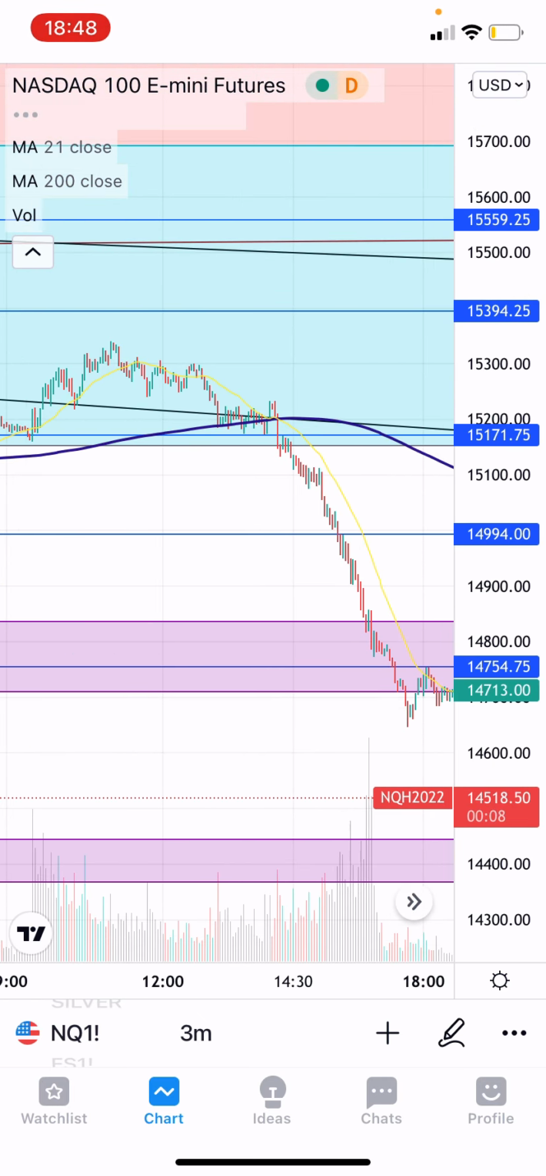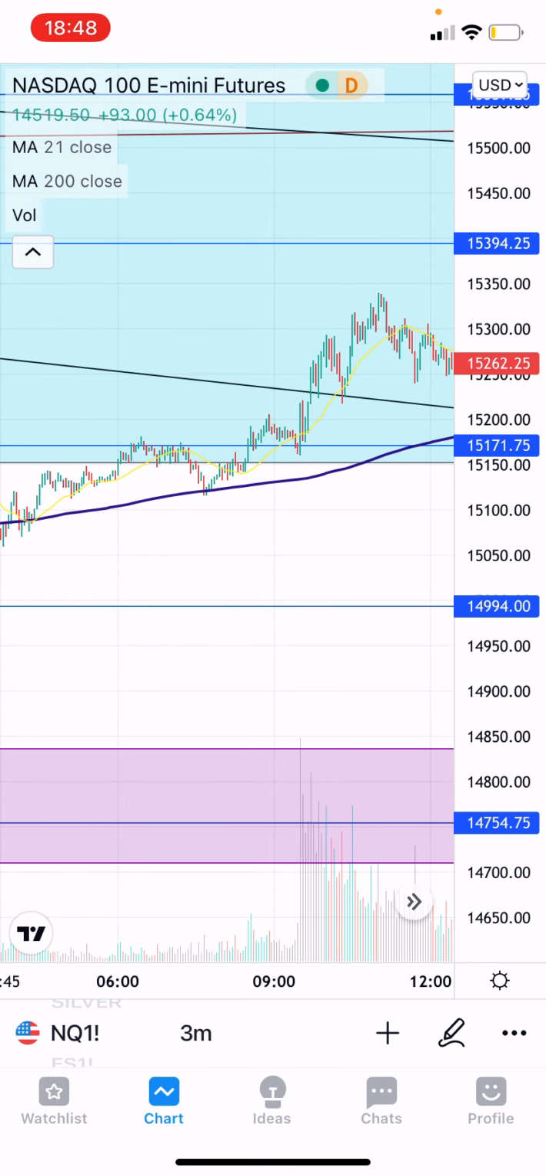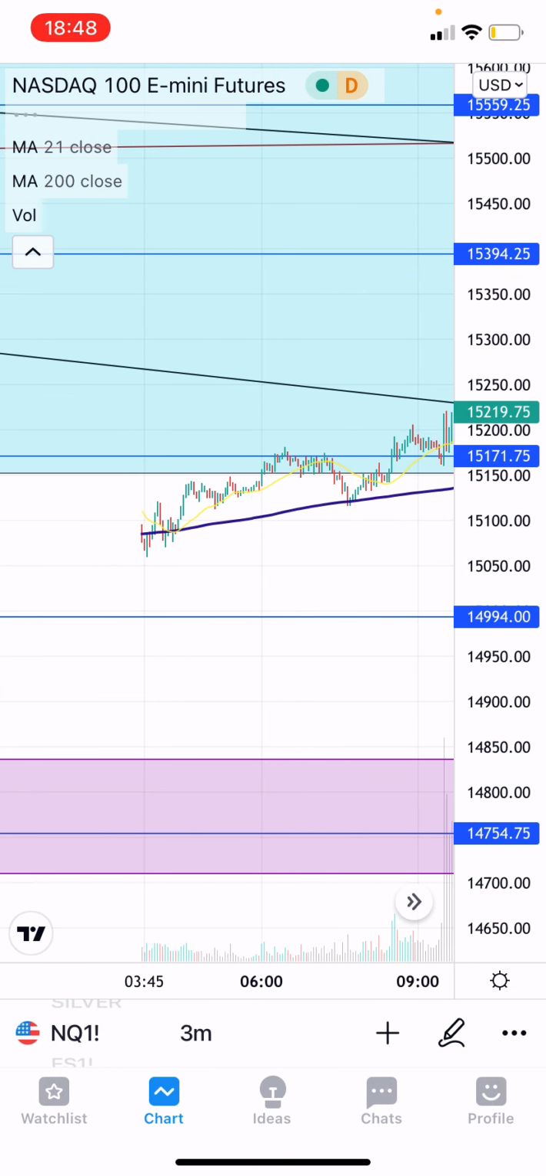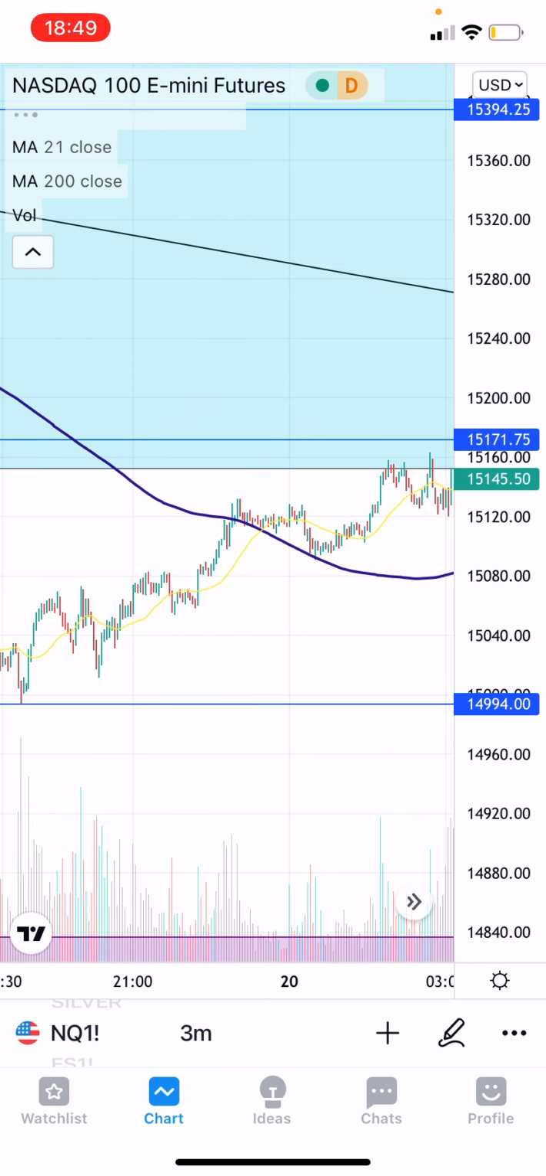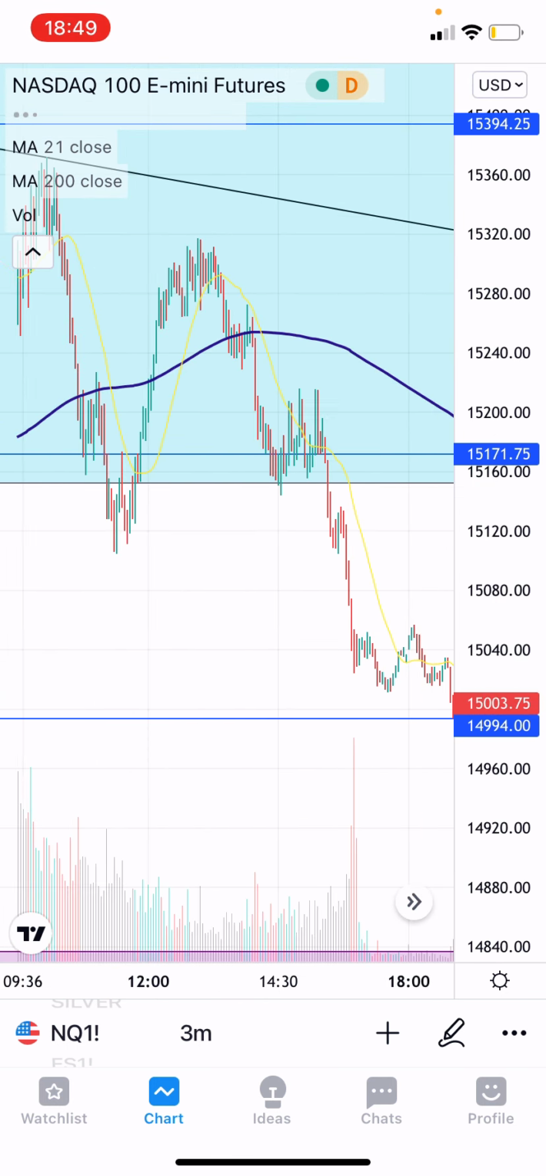I can't really find a good example here. Okay, so here's one here. Nice bounce off of there. Nice, decent bounce off of here. Not much of a reaction there.